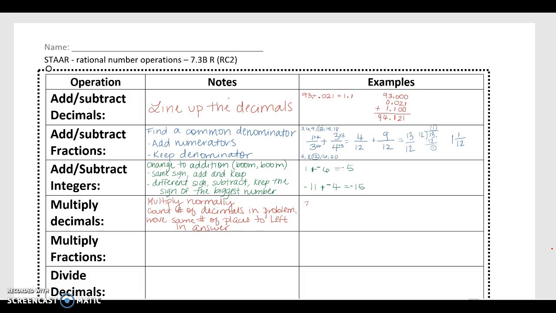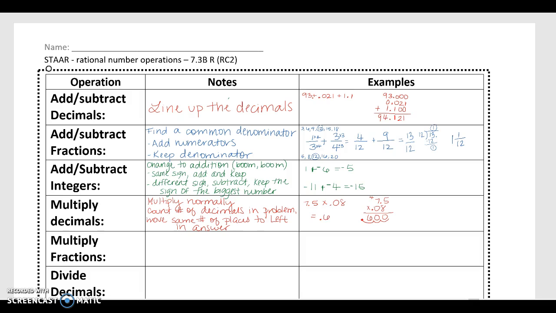So let's say we have 7.5 times 0.08. Notice I'm not lining my decimal up. I don't have to do that when I multiply. 8 times 5 is 40. 7 times 8 is 56. 0, I don't need to multiply by 0. I have 1, 2, 3 numbers to the right in my problem, so I'm going to start here and go to the left. 1, 2, 3 numbers to the right in my answer. So my answer is 0.6.